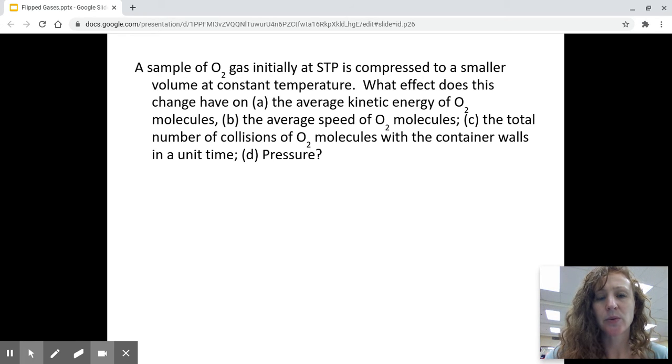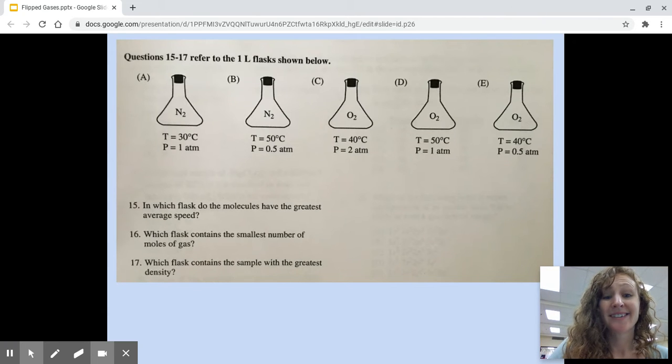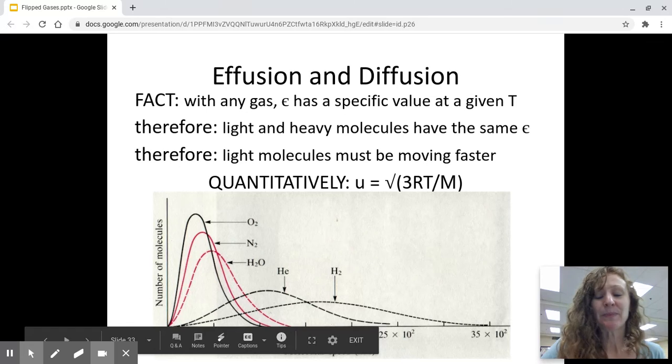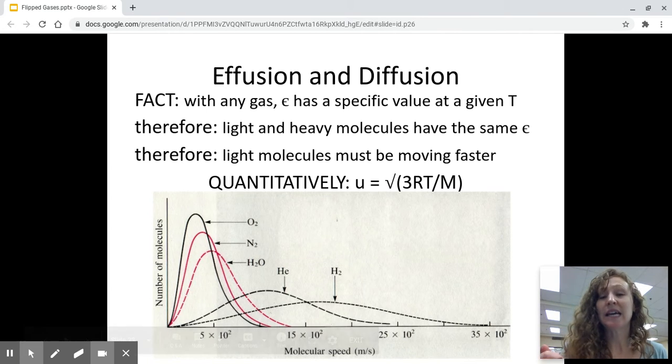Actually, I want to go through this one together in class, because this is kind of a repeat of what we just did, and I want to give you a chance to justify this out. Same with this one. Okay, so now we get to effusion and diffusion.